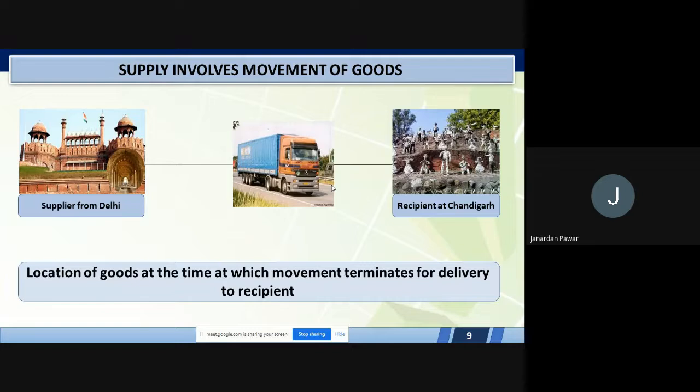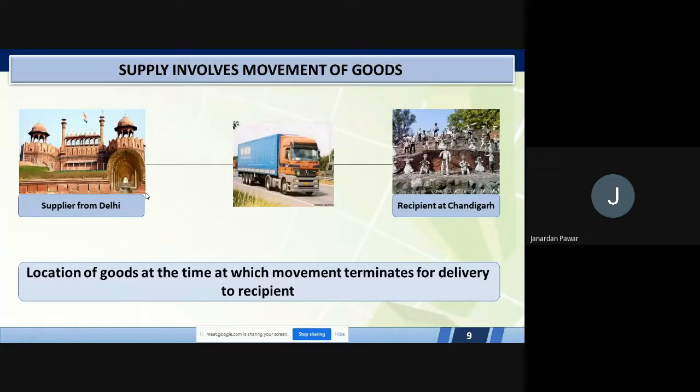For example, look at this now. I'm giving an example of interstate goods or interstate transaction. Look at this. If the supplier is from Delhi, here in this case, if you look at the picture, you can easily understand what I mean to say. If the supplier is from Delhi, and the goods are transported through truck, there is no need to understand what sort of mode of transportation they are using.